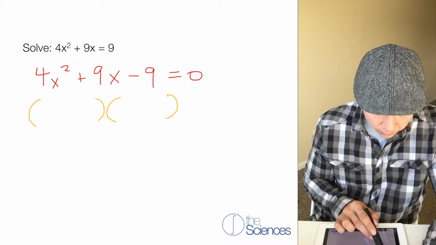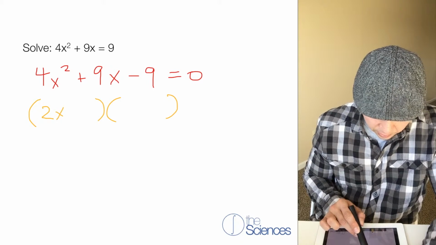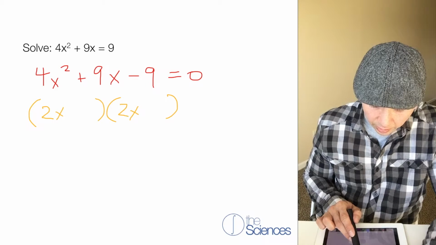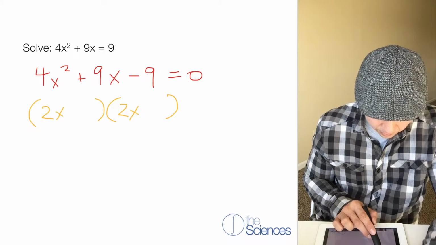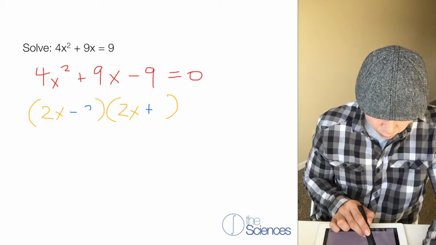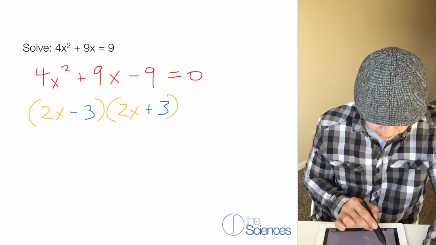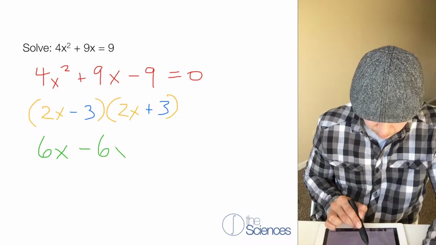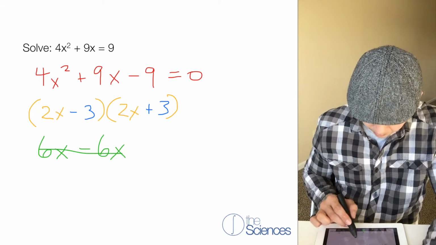So here, to get 4x squared, we can have 2x times 2x. And then to get 9, we can have subtraction and plus. We can try 3 times 3. So this gives us 6x minus 6x. So we know this does not work.